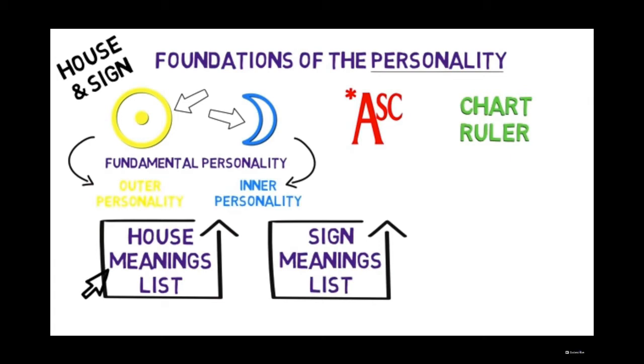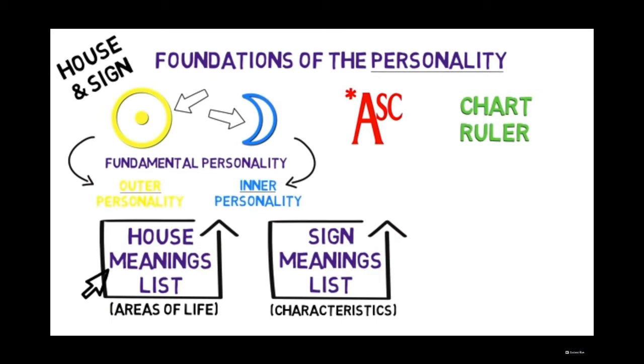Remember that the house placements show the areas of life that are important to you and are major themes in your life. The sign shows the characteristics that come through your personality and life experiences. Your sun representing your outward self, and moon inward.